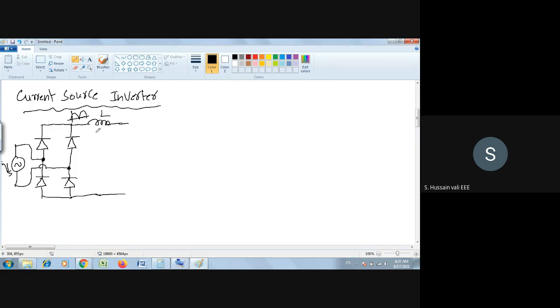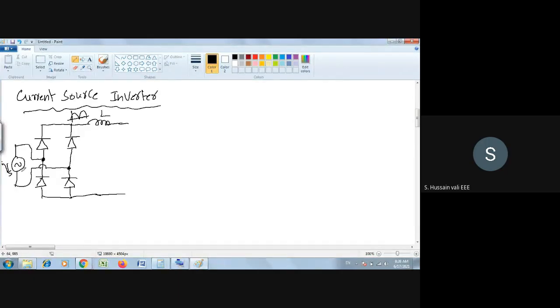See, current sources are practically not available to us. The sources which are coming to our home, or which are available in the laboratory, are voltage sources only. But here we need a current source. This is a current source inverter, so we need a current source. So how can you get a current source from a voltage source? That's what I'm showing you here.